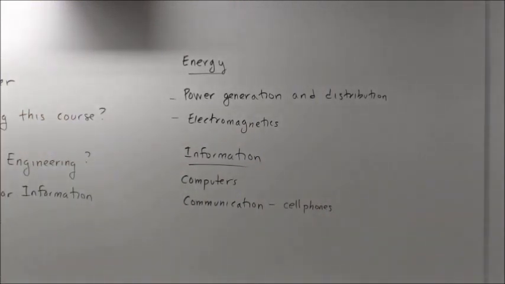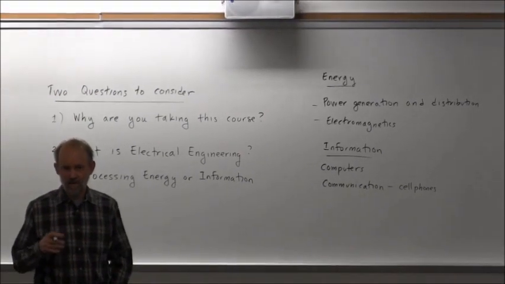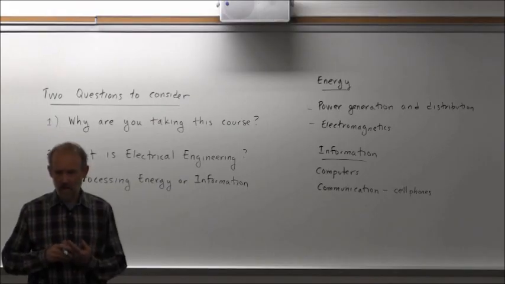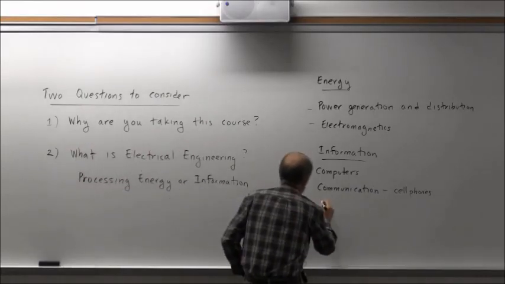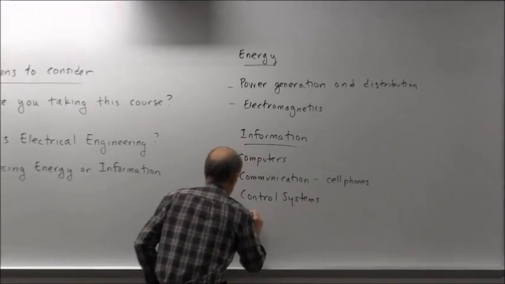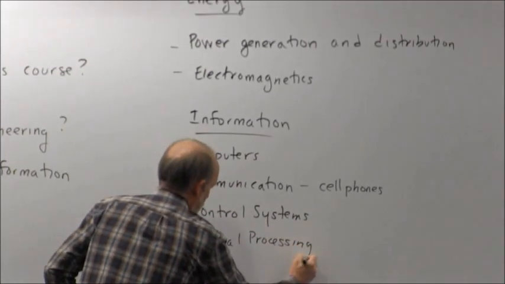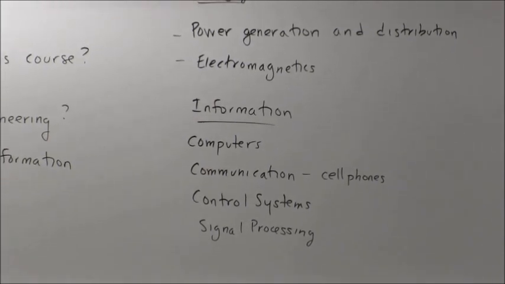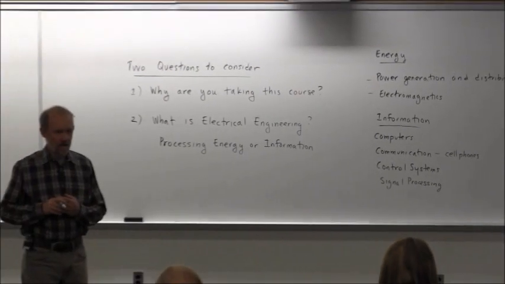There are certainly many examples in all the engineering disciplines that you represent here in this class of control systems. In other words, automated control systems are common in all the engineering disciplines. So control systems, signal processing, that just gives you a sampling of some of the areas that are essentially under the heading of electrical engineering.